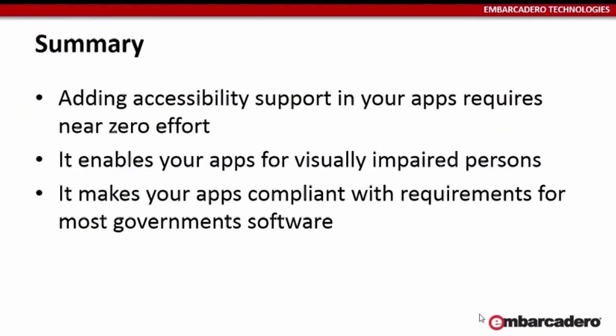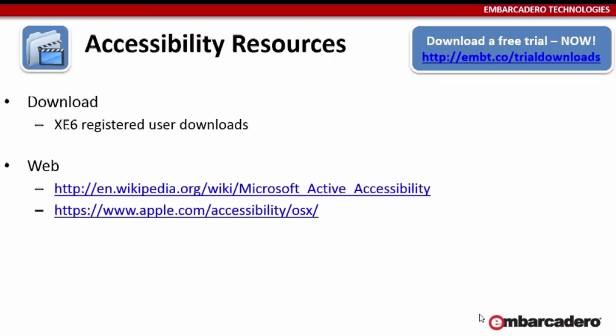And that brings us to the summary of this skill sprint on accessibility in XE6 apps. As you could see, and I hope you're convinced of, adding accessibility support in your FireMonkey applications is really easy. It enables your applications without much effort for helping visually impaired persons, and it can also make your application compliant with government requirements for software running in governments that have specific needs or requirements to be enabled for accessibility for visually impaired persons. Some additional resources.